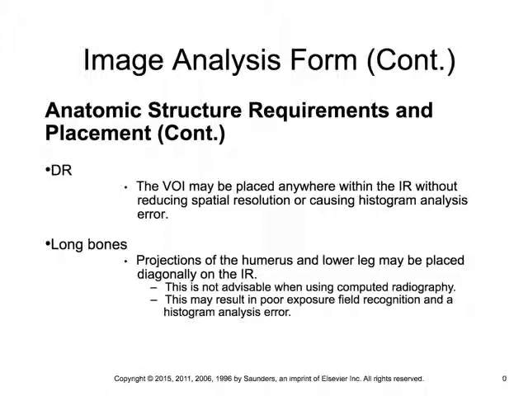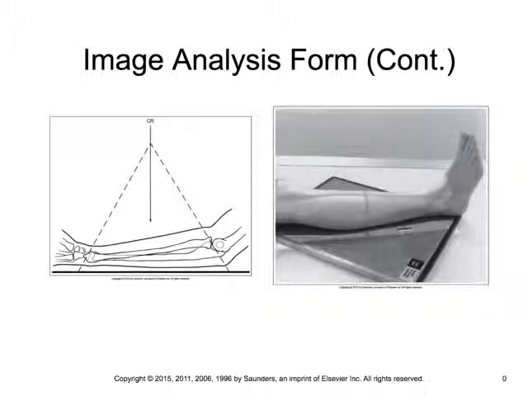This here says it may result in a poor exposure field recognition and a histogram analysis error. One of the things that we can do to help the computer at that point is to crop if necessary or to collimate appropriately, right? To help the computer find what it's looking for. So here's an example of what we're talking about here. On the left side we have a forearm. On the right we're showing imaging of a leg where we've had to place it diagonal to the image receptor.